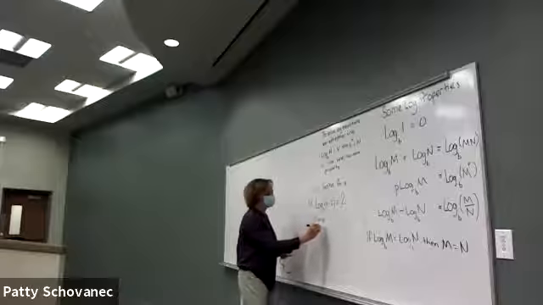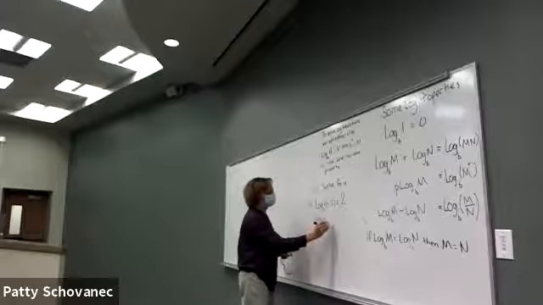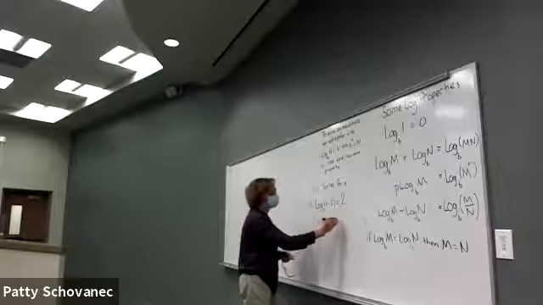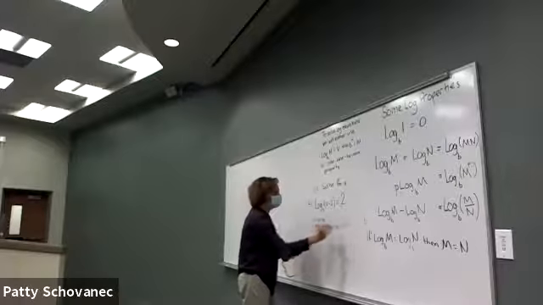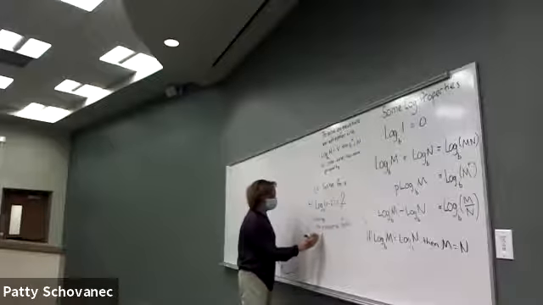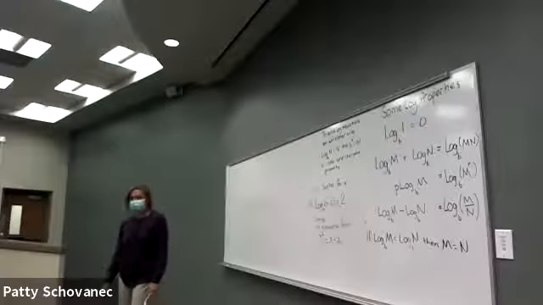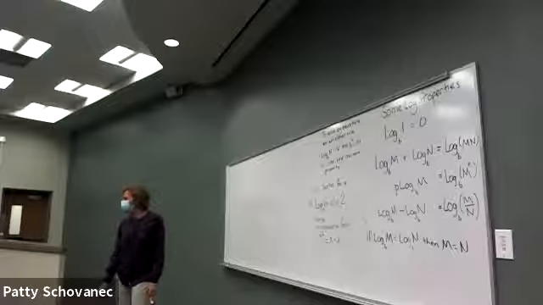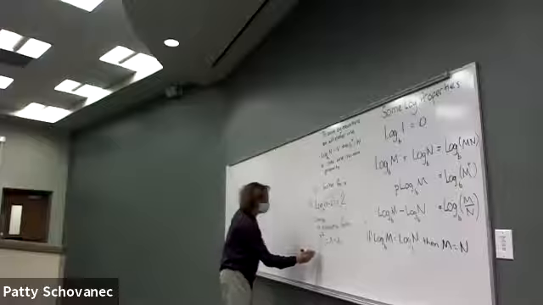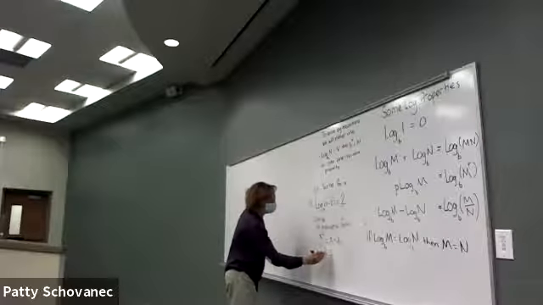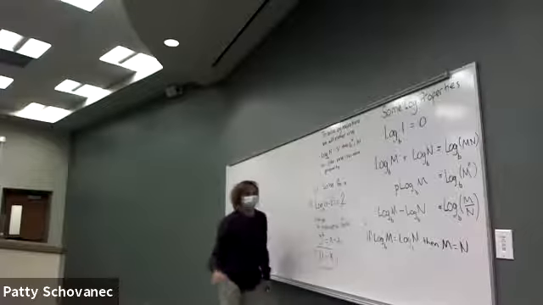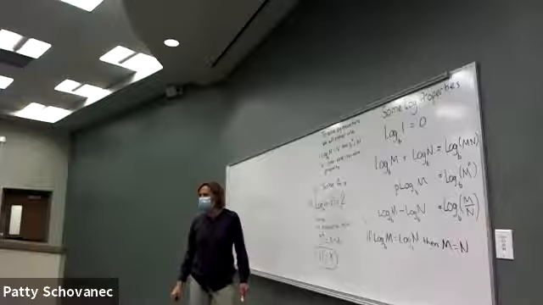So I'm going to change to exponential form. And I'll just get the x by itself. 3 squared is 9. To solve for x, I add 2 to both sides. So x has to be 11.